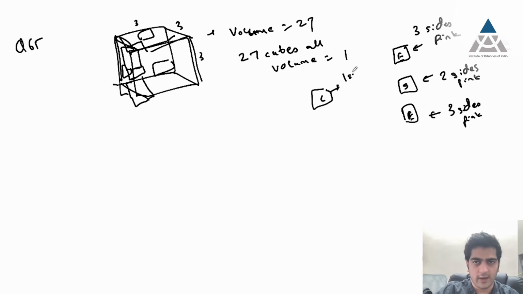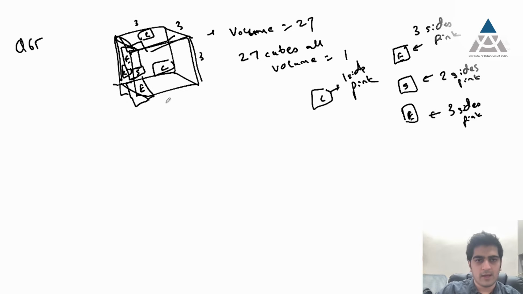Center cube will always have 1 side as pink, correct? So just try to extract, like this is C, this is an edge cube, this is also an edge cube, and this is a side cube. This is again a center cube, this is a center cube. So the center cubes will have 1 side pink, the edge cubes will have 3 sides pink, and the side cubes will have 2 sides pink. Okay. Now we want to know what will be the number of two-sided pink or three-sided pink or one-sided pink.